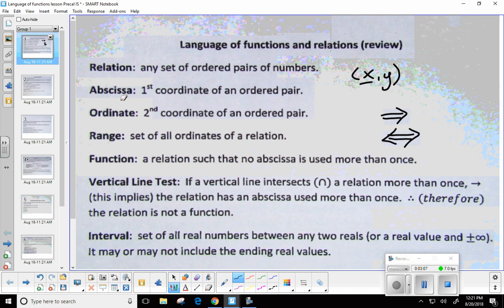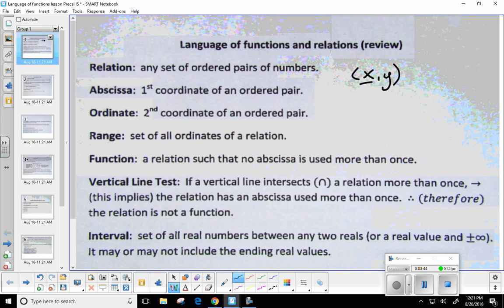All right. The relation has an abscissa, an x value, used more than once. So what do the 3 dots in the triangle mean? Therefore. So I've made my statement, and then here's my conclusion. Therefore, the relation is not a function. And your earlier teachers probably referred to this as the pencil test, where you took your pencil, you just moved it across your graph, maybe even used your finger. But if your vertical line touches your graph in 2 or more places at any time, not a function. It's always going to be considered a relation, but it may or may not be a function.